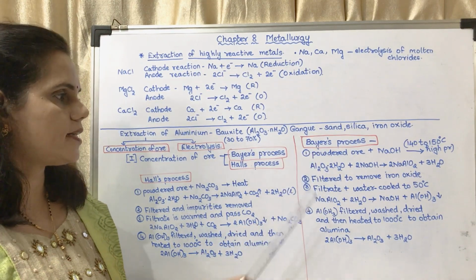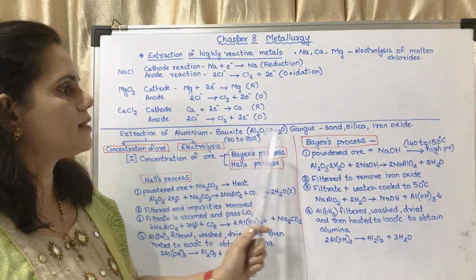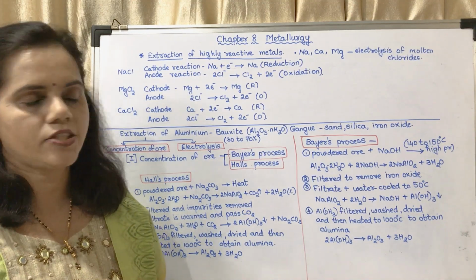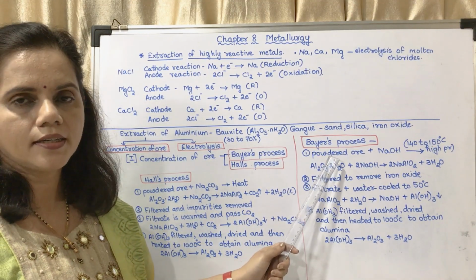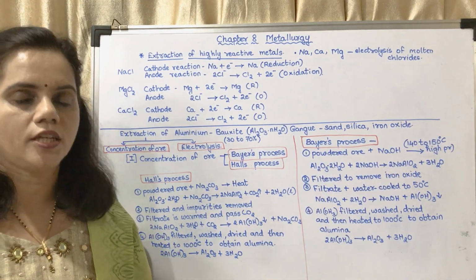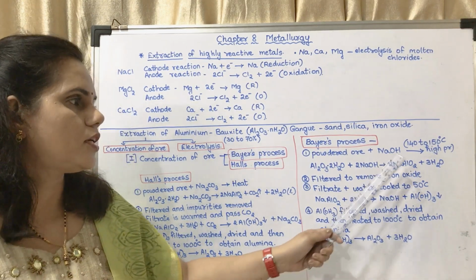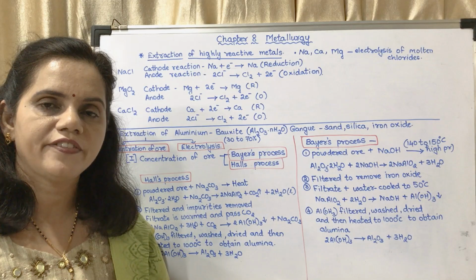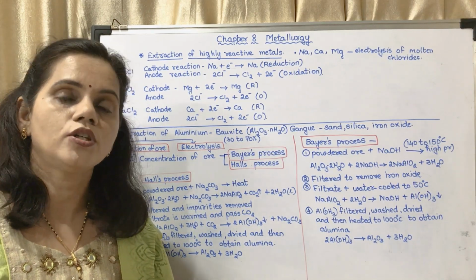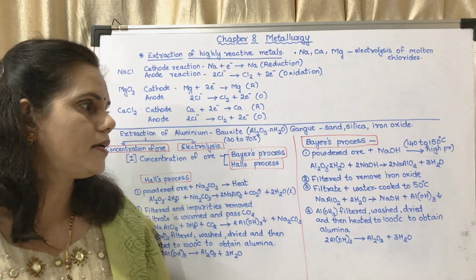In Bayer's process, the powdered ore, that means this complete set, that is bauxite, sand, silica, iron oxide, whatever you are getting from the mining industry, it is powdered. That powdered ore is treated with sodium hydroxide solution, that is caustic soda, at 140 to 150 degrees Celsius under high pressure for about 2 to 8 hours. Okay, the conditions are very, very important.